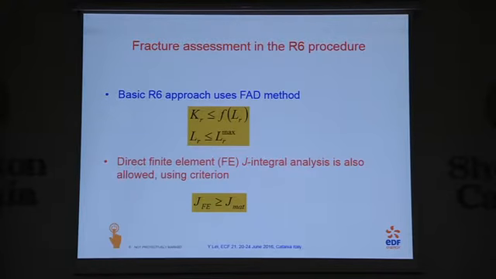So in R6, the fracture assessment is performed using the FAD, the failure assessment diagram. If you use this method, you don't need to calculate the J load, because you only use K and limit load. But R6 also allows you to use direct FE calculation of J, then directly compare the J with your fracture toughness.